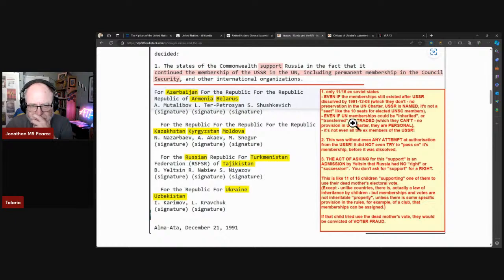Well, as I said, it's like a bunch of brothers and sisters getting together saying that one of them can use their mother's right to vote in the government elections. It's totally meaningless. Yeah, point taken. Absolutely, completely, totally meaningless. They have no authority. That doesn't change the United Nations Charter. The United Nations Charter has got a rule, and Russia has never been admitted.